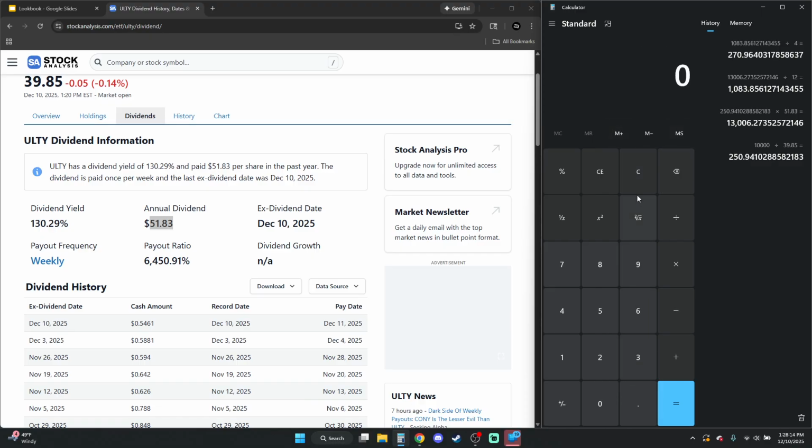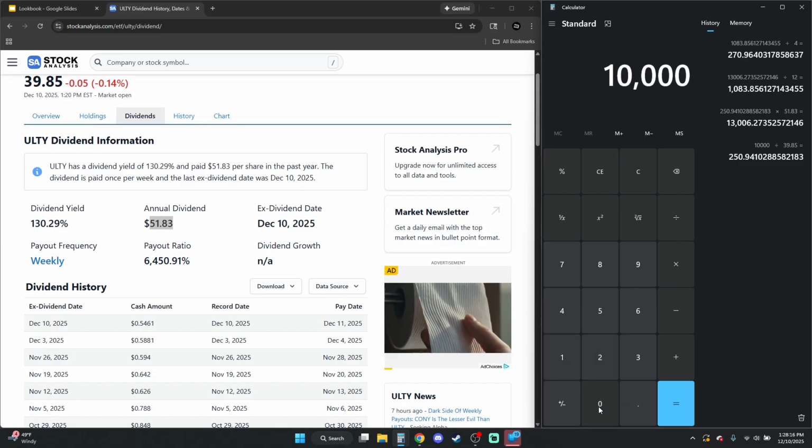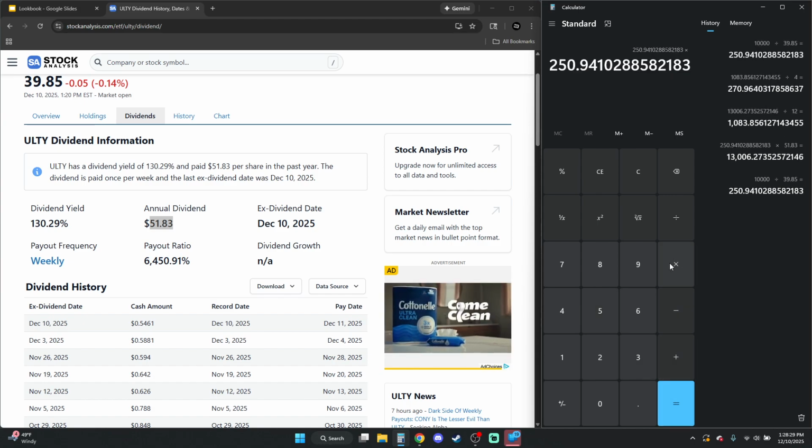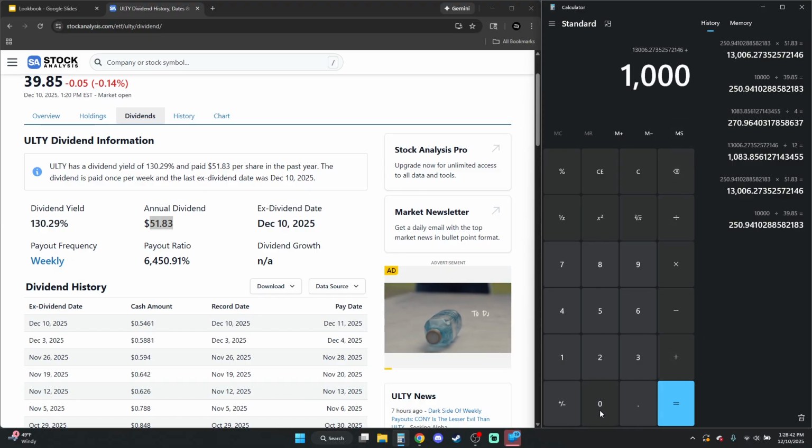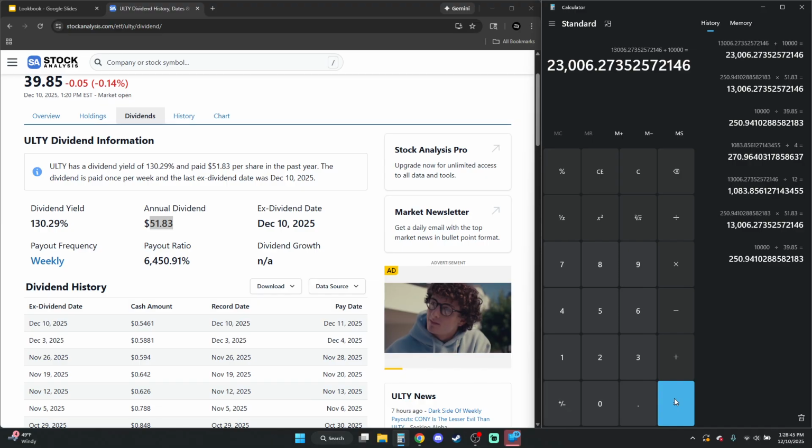Now, this is what I want you guys to understand. If you were to put $10,000 in, all right, and just forget about it, right? $10,000 divided by the cost of the share. All right, if you were to put that in, right, and multiply it by the annual dividend, you would make $13,000 plus your original investment. Your total portfolio would be more or less, but around $23,000.